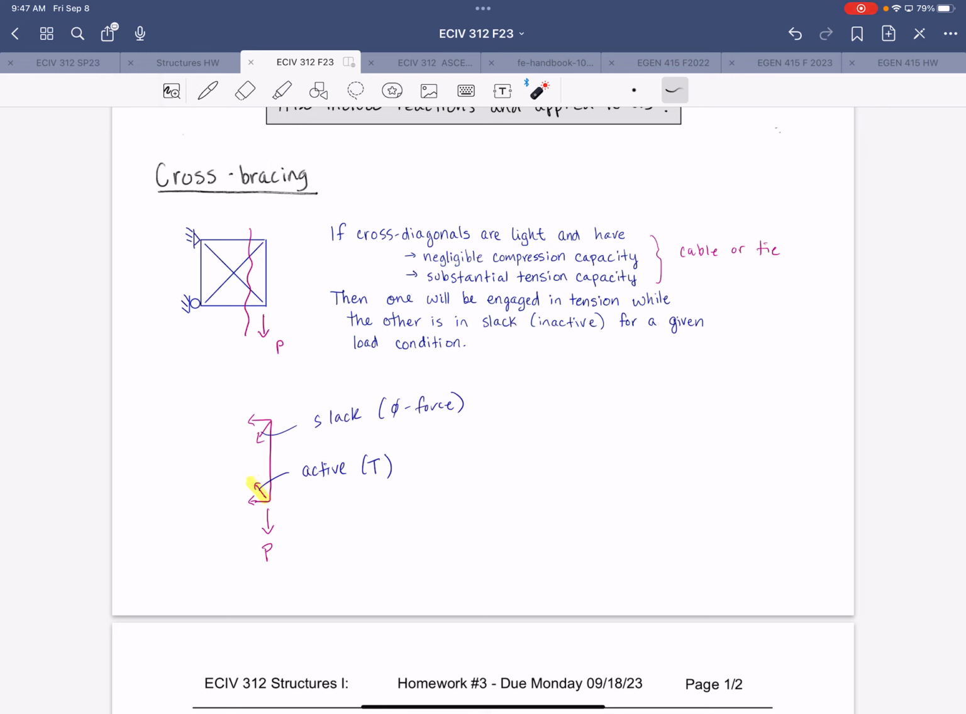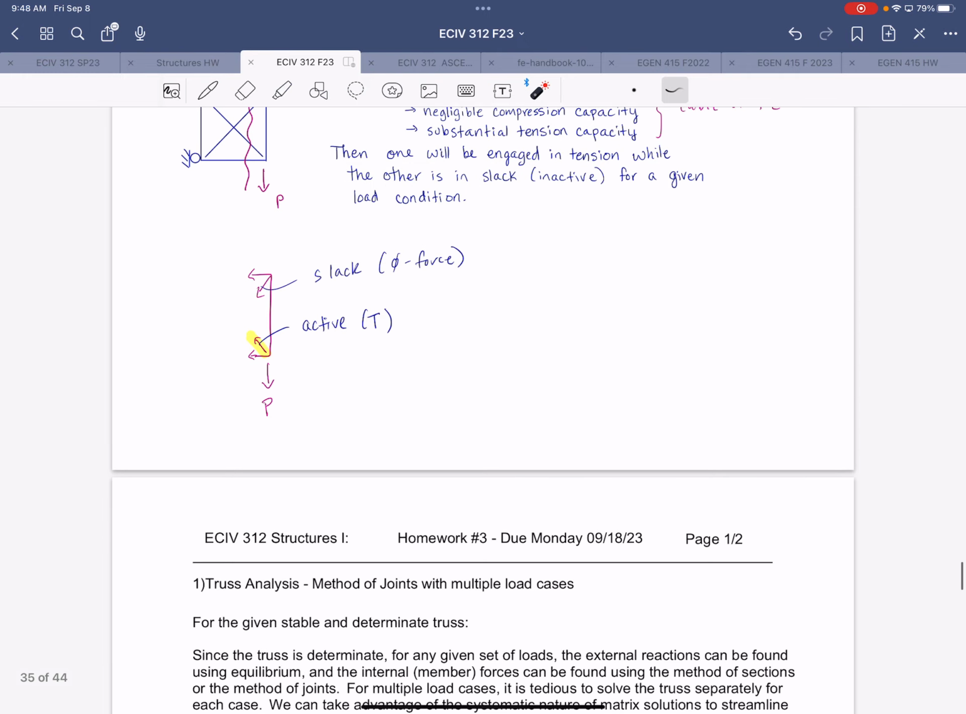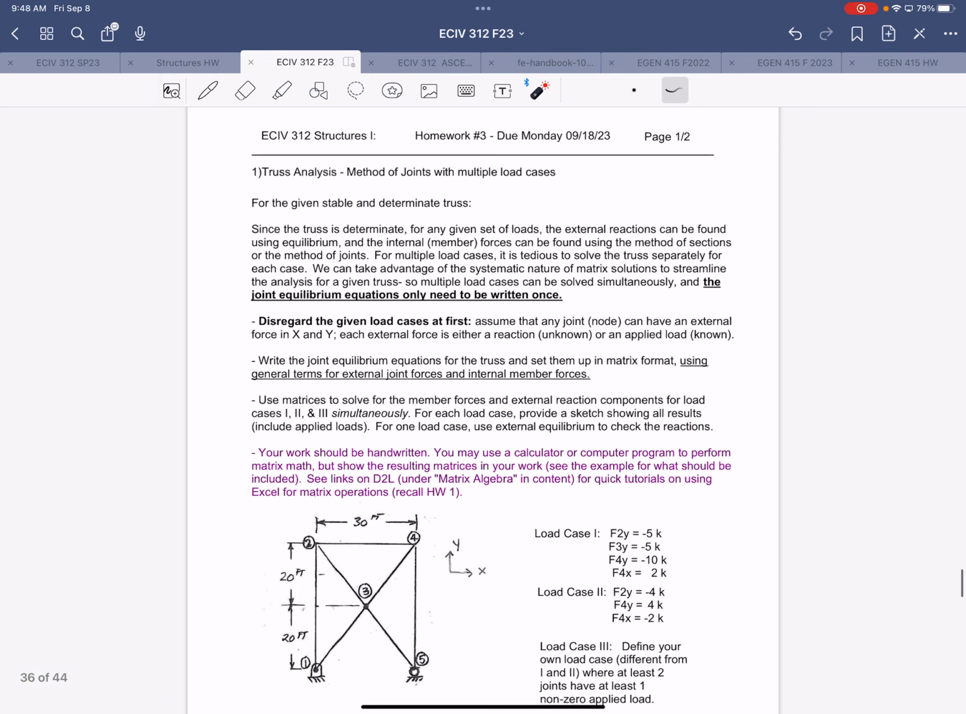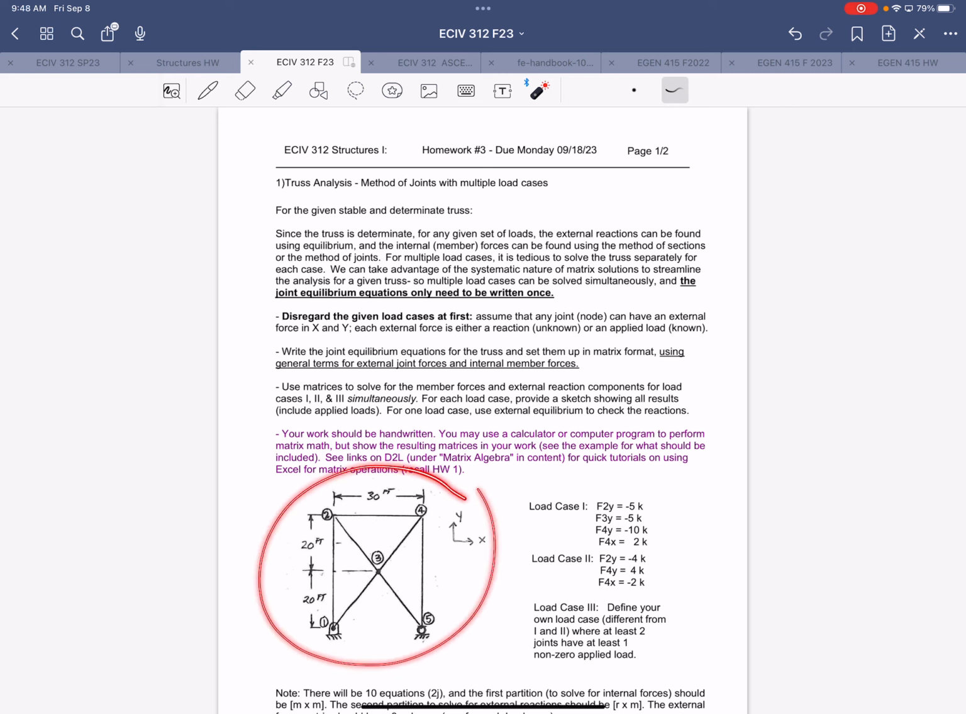So the useful thing with knowing this is that if you recognize which one is inactive, then you can ignore that member for your analysis. That way, a truss that appears to be indeterminate will become determinate for purposes of analysis for that given load case. And the method of sections that we just applied here is usually the best approach to determining which member is going to be active and which one isn't. We'll look at that more in an example next week, but here I'll just show you the homework assignment. So this is the truss you're going to analyze.